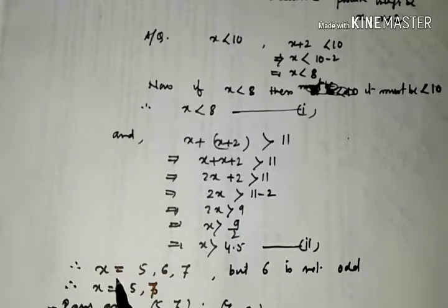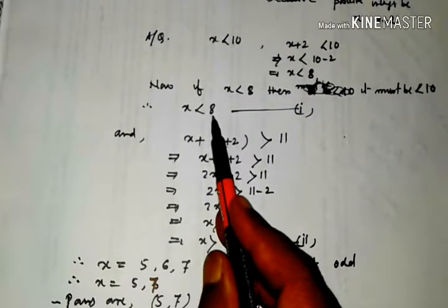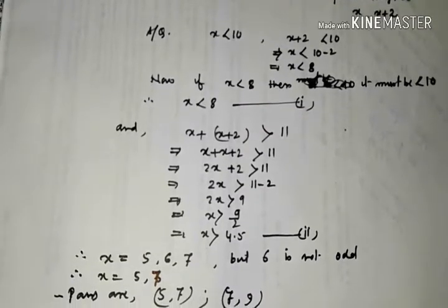What is the value of x? There will be 5, 6, 7, since it is greater than 4.5 and less than 8. But 6 is not odd, so we cannot take 6. Therefore, x is equal to 5 and 7.